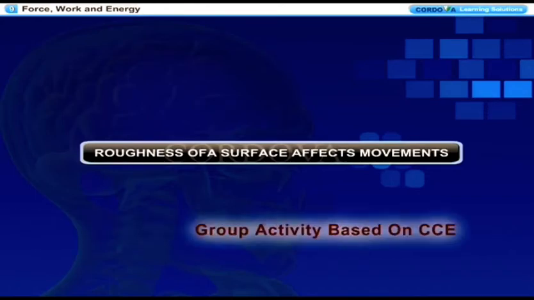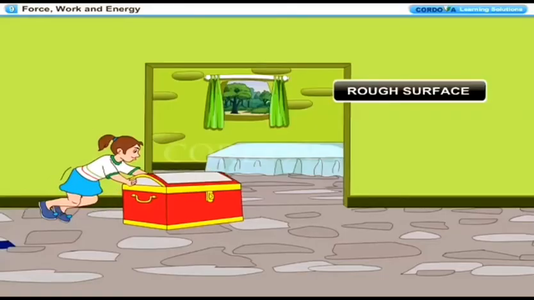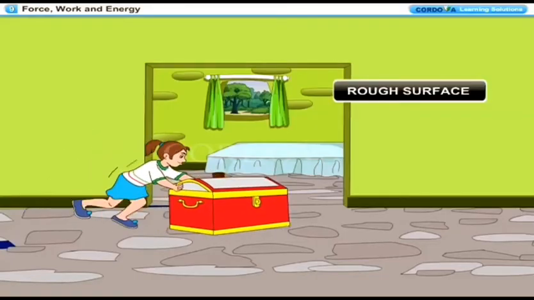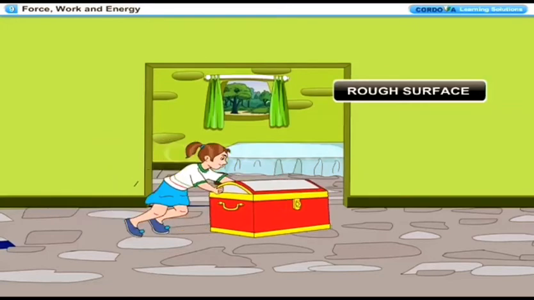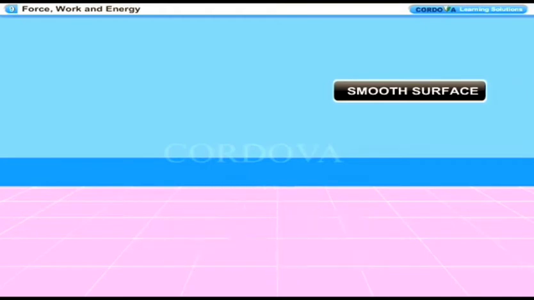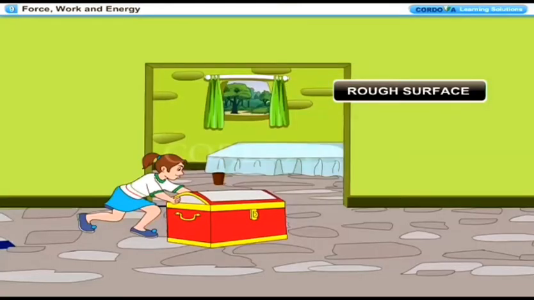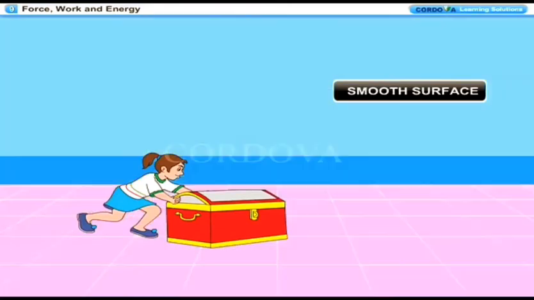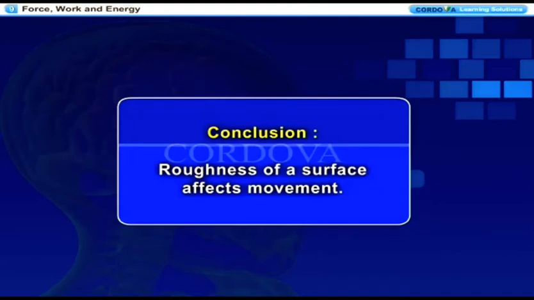Group activity based on CCE. Push a heavy object on a rough surface. Then push the same object on a smooth surface. In which condition do you apply more force? You observe that on a rough surface you apply more force to move the object, but on a smooth surface you can easily move it. Conclusion: Roughness of a surface affects movement.